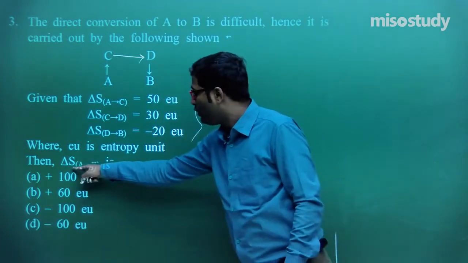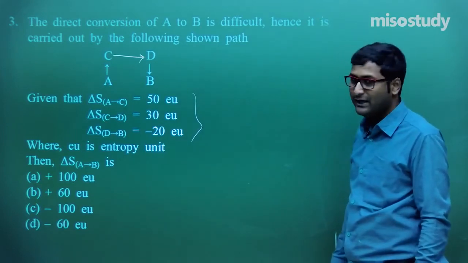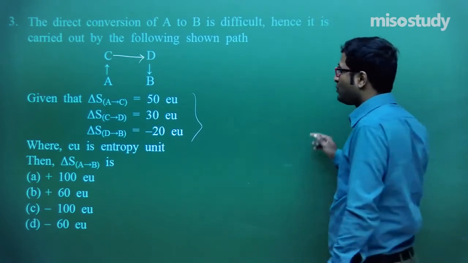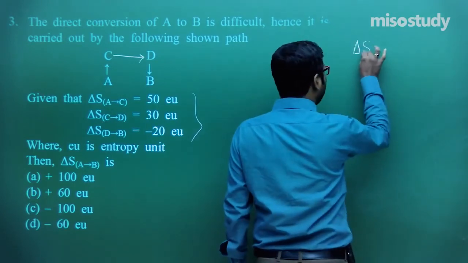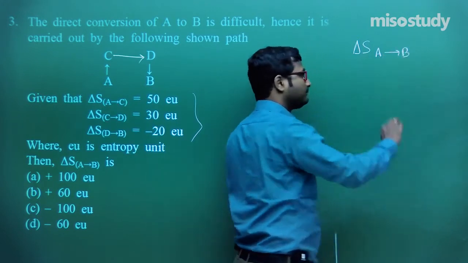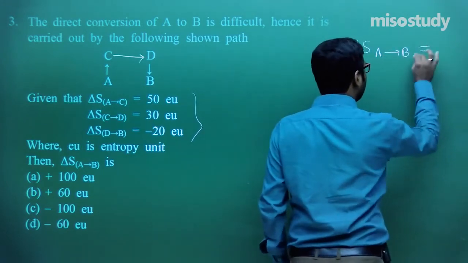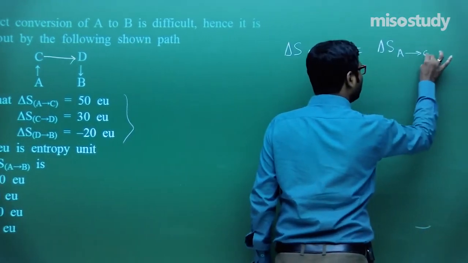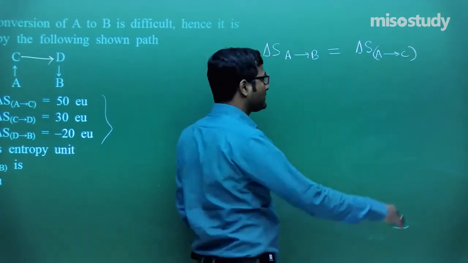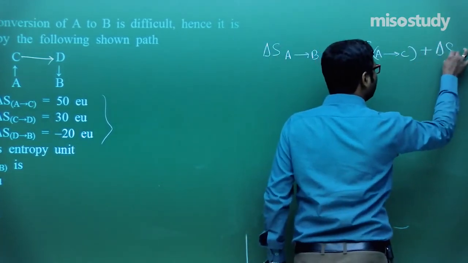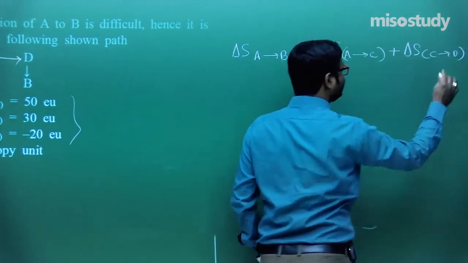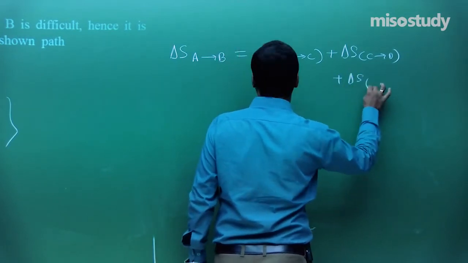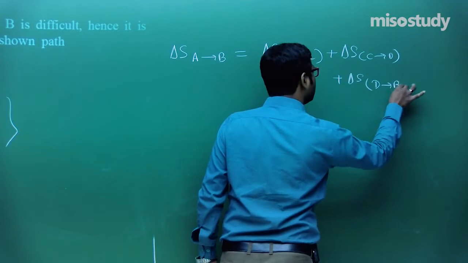And what we have to do? We have to find out delta S A to B. As we know, entropy is a state function. Remember this? So what to do here? Delta S A to B is equal to delta S A to C, first path. Clear? Now second one is delta S C to D, second path. Clear to you? And plus delta S D to B. Very simple.